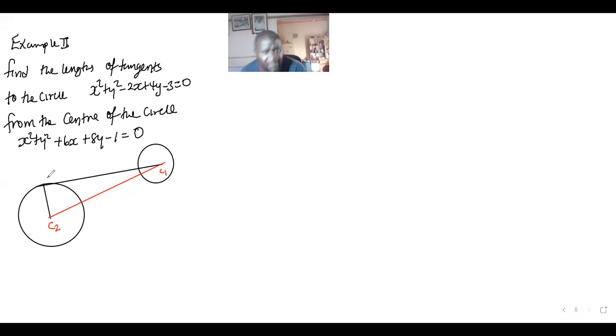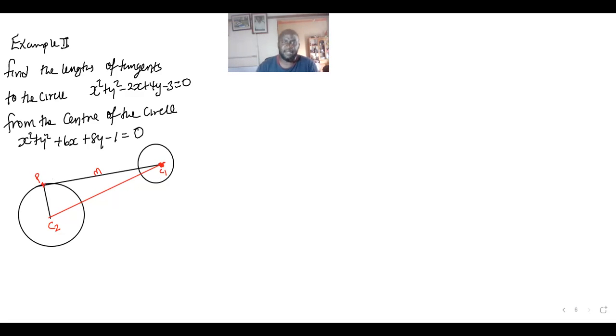The question says, find the length. They're asking us to find this distance. Let me call this distance M. They're asking us to find M, which is the distance from the center of this circle that comes and touches this circle as a tangent. Find the length of the tangent from the circle. So from this circle 1, circle 2, we are finding the length of this tangent from here at point P. That tangent goes up to the center of another circle, C1.